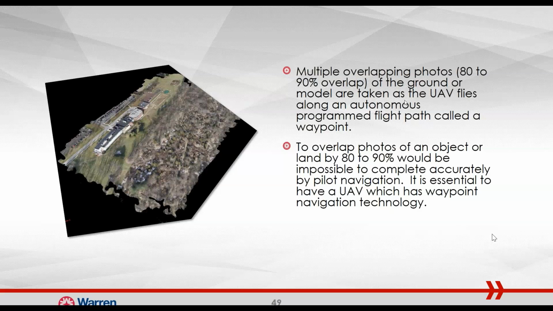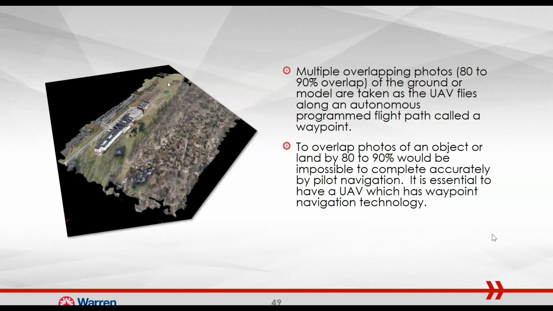Photos of the ground or model are taken as the unmanned aircraft vehicle, which was the Wingtra One, flies along an autonomous programmed flight path called the waypoint. So it flew a grid pattern, taking a picture, and it's a fixed wing, so it does more of a kind of, it's not quite like a horizontal or a VTOL, because it doesn't go in a square pattern. It takes off, vertical takeoff and landing, and then turns into a fixed wing.